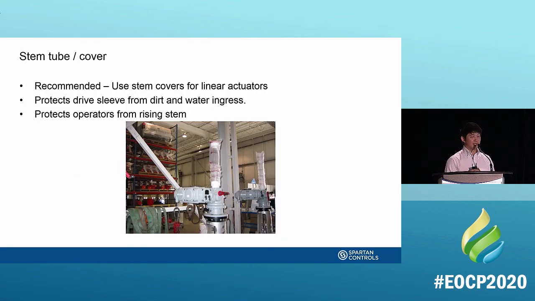So you can see here that we have a linear type actuator. The linear type actuator will have a stem that rides through it. It will have a threaded stem. That threaded stem will ride up through the stem nut and come up through the actuator. And that's why we've got these little stem covers, stem tubes, generally best practice. You guys have probably seen actuators like this on gates and things like that.